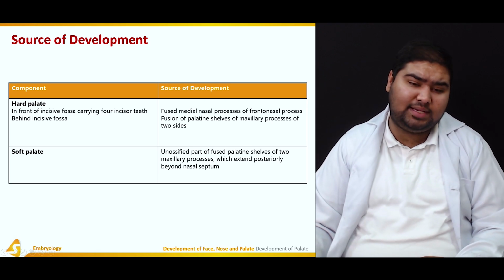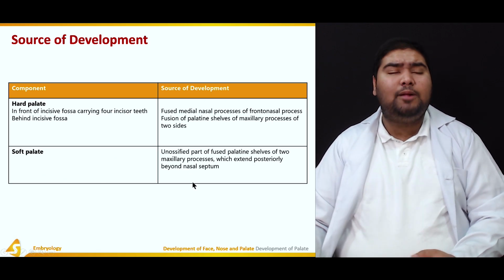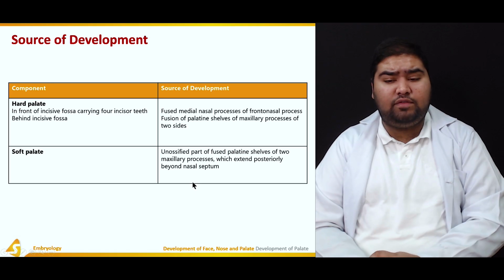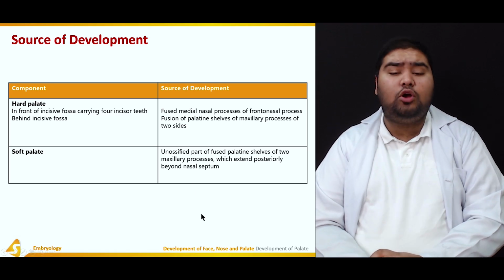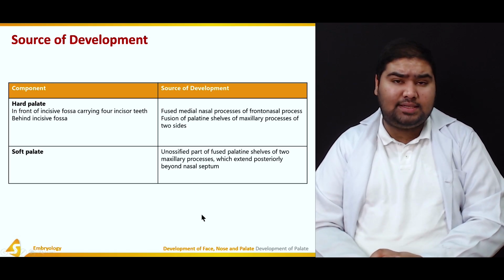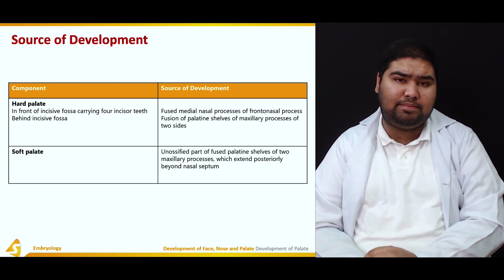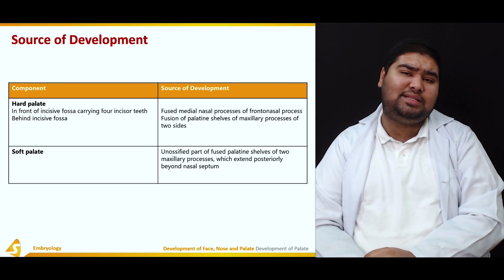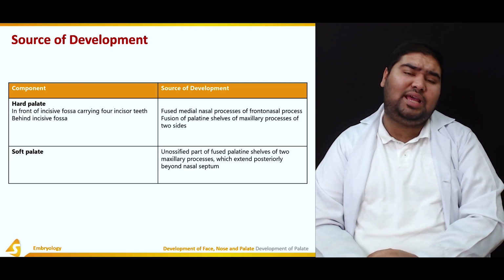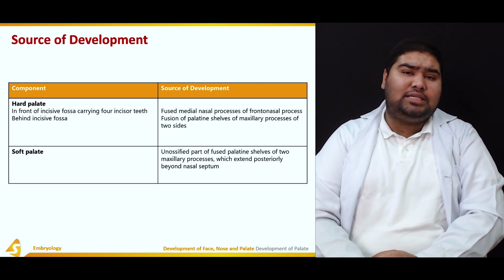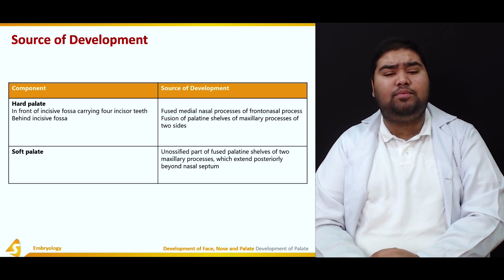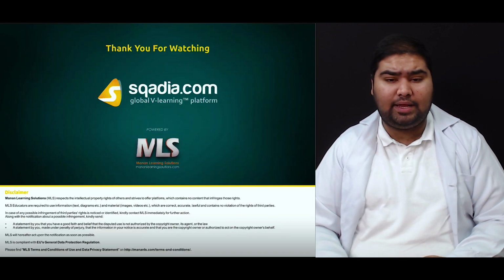Now, the soft palate is the unossified part of the fused palatine shelves of the 2 maxillary processes, which extends posteriorly beyond the nasal septum. So, up to the point of the nasal septum, we have ossification, and hence it marks the hard palate. Beyond the nasal septum, we have the soft palate.